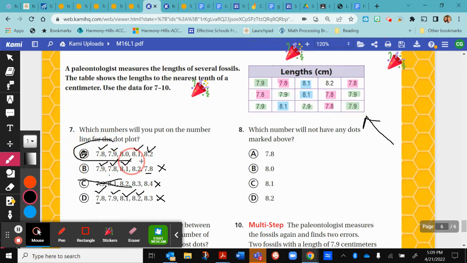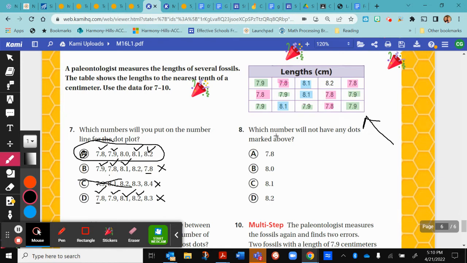And 8 is the correct answer. It's okay if you have 8 holes, because there's not going to be any there. So you have 7, and it's just going from smallest to largest.